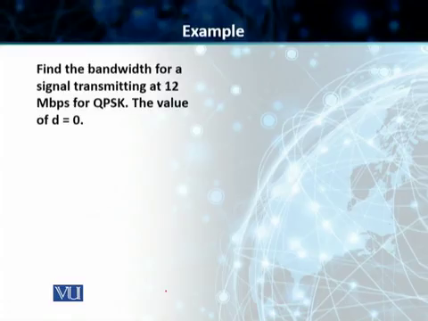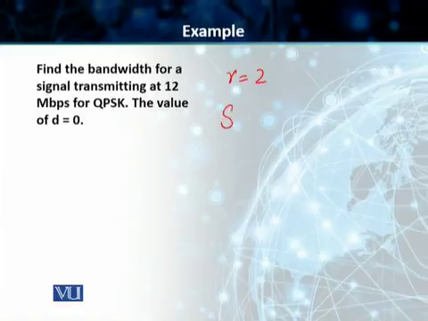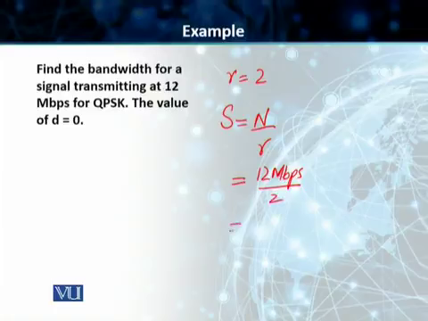Students, example karenge. In this particular example, we have a bandwidth for a signal that is transmitting at 12 megabits per second for QPSK, and the value of d is equal to 0. Now the formula for QPSK, because we know that 2 bits are carried by one signal element, r in this particular case is 2. Now the signal rate or the baud rate is N divided by r, and that comes out to be 12 megabits per second divided by 2, which is equal to 6 mega baud.